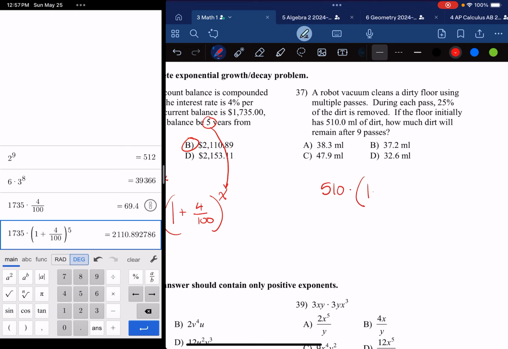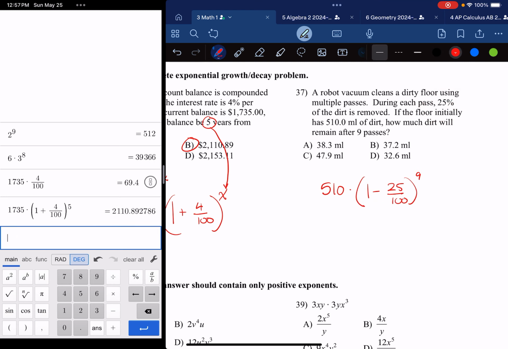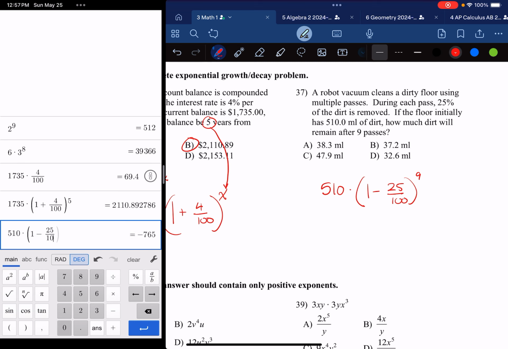I'm going to multiply by 1 minus 25%, or 1 minus 25 over 100, and then I'm going to plug in 9 passes up here, because whenever I have a power, you're repeatedly multiplying by this, multiplying by this, multiplying by this, changing by 25%, changing by 25%, changing by 25%, and I can just type this into my calculator. Now I can say 510 times, in parentheses, 1 minus 25 over 100, and then this is going to be to the power of 9, and I get 38.3. 38.3 is going to be option A.